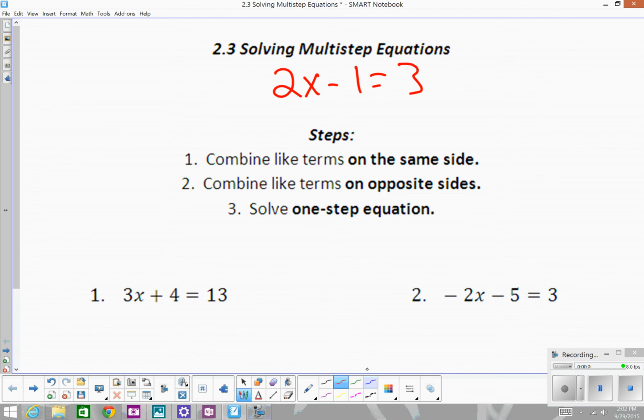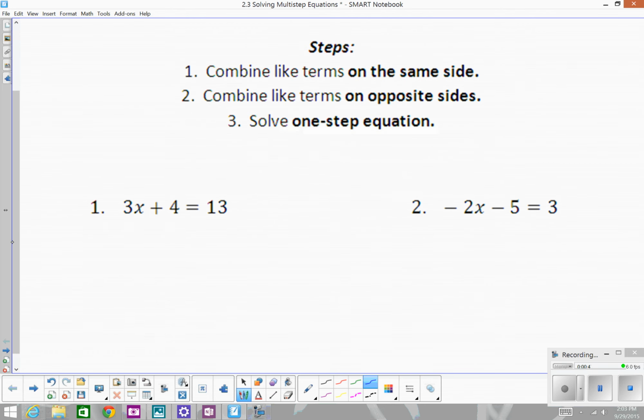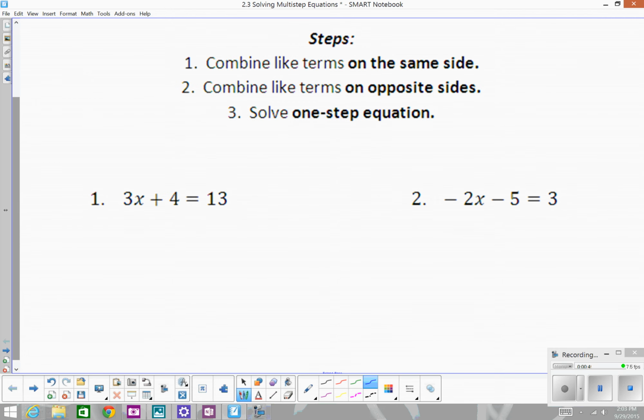The whole idea to solve this is to isolate that variable, which we talked about last section. When we isolate the variable, it's going to be by itself. So whatever side it starts on, let's leave it there and move everything else. Okay, cool. I have a couple of steps that we're going to follow. Once you get used to it, these steps will come second nature.